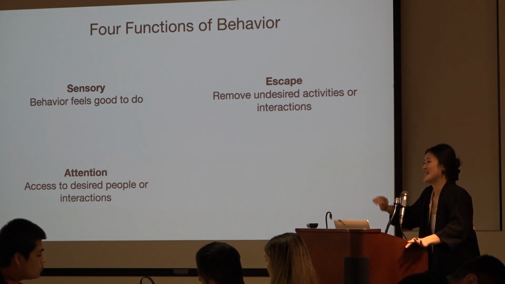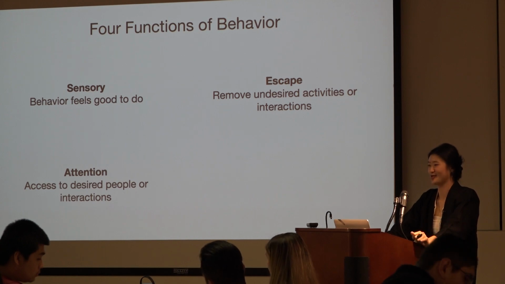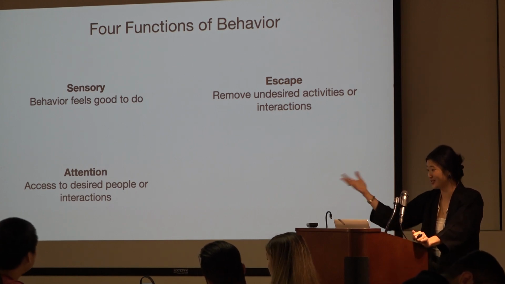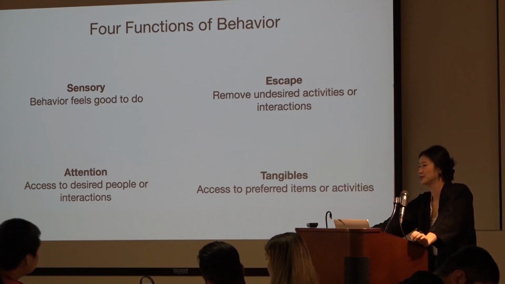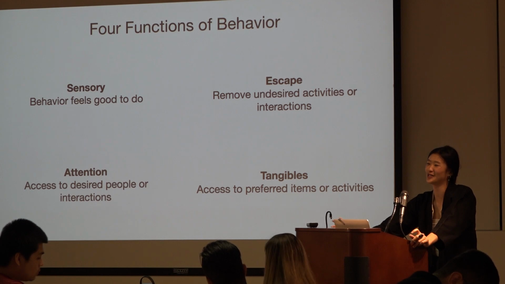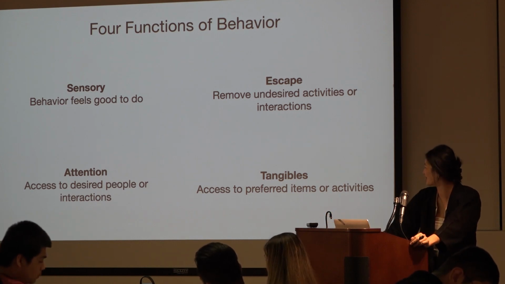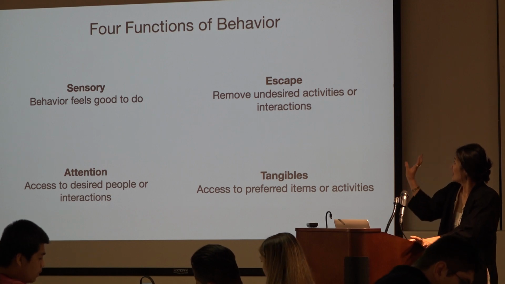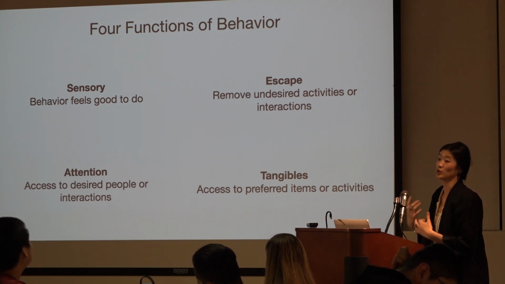Attention. It's literally the reason why babies cry. They don't know any words yet, and they're just crying because they need something. They need your attention to come and address it. And the last one is access to tangibles. And my favorite example of this is the kid that's throwing a tantrum in the chocolate aisle because their parent just said, no, I'm not going to buy you that chocolate bar. So that is pretty much how ABA has bucketed the reasons why we do things.